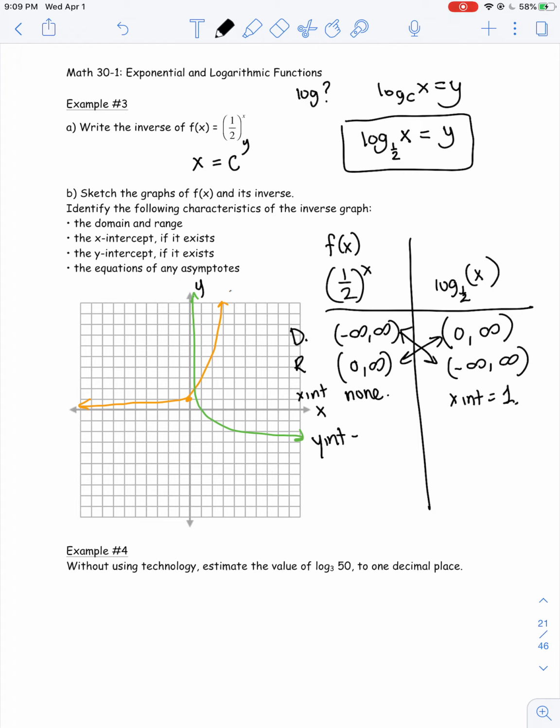Y-intercept. The y-intercept will actually be at 1, and this one will have none. Again, do you guys see how these features switch? Because the x's become the y's and the y's become the x's. This is true for all inverses. And then asymptotes. For an exponential function, you should see that there's a horizontal asymptote at y equals 0. But for the logarithmic, you should see that there is a vertical asymptote at x equals 0. So again, those features switch.